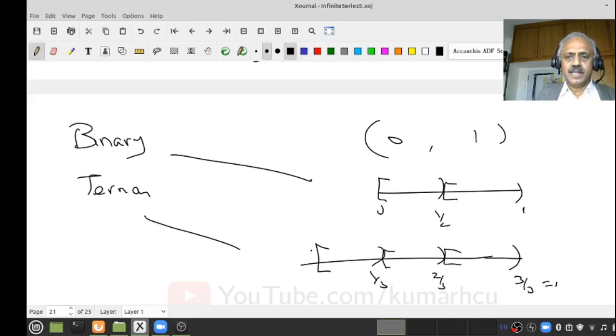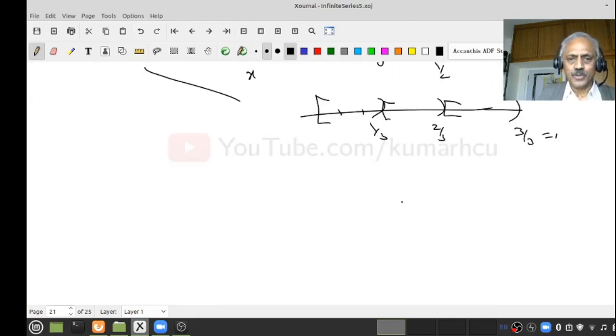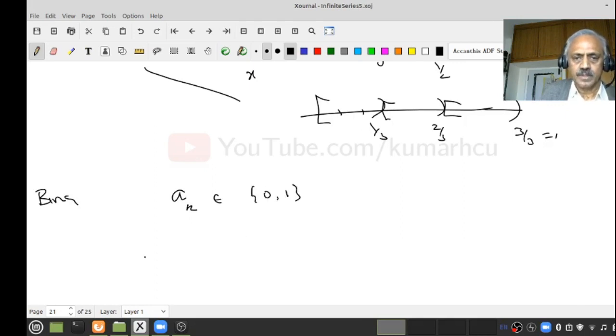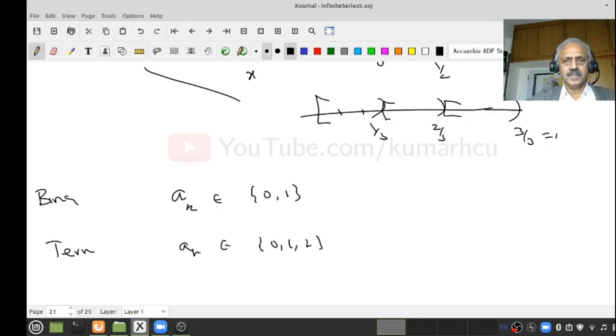And get x here, then again it is divided into subintervals of equal length, namely 1 by 3 squared. Here it will be 1 by 2 squared, and so on. And therefore you know how to write down the conditions also. Okay, how will I choose my a_k? In the binary case, a_k lies in 0 and 1, and in the ternary case, a_k will lie between 0, 1 and 2. Okay, and I stop here.